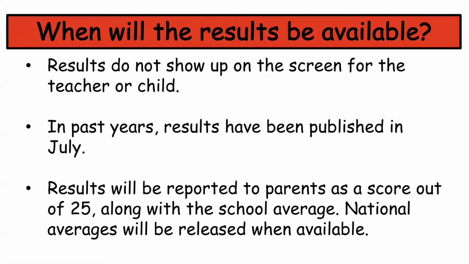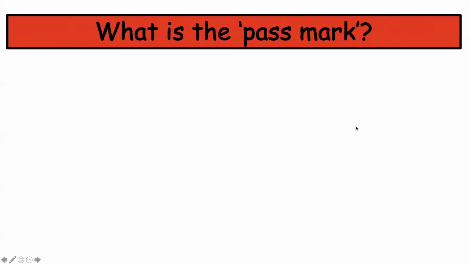If you have any children who've sat the Key Stage 2 SATs, any older children, you'll know that their scores go home in their report at the end of the year. It will be the same for the multiplication tables check. So we'll give you a score out of 25. That is the score your child has achieved, along with the school average. National averages usually aren't released till the following year, but we will give you those once they are available.